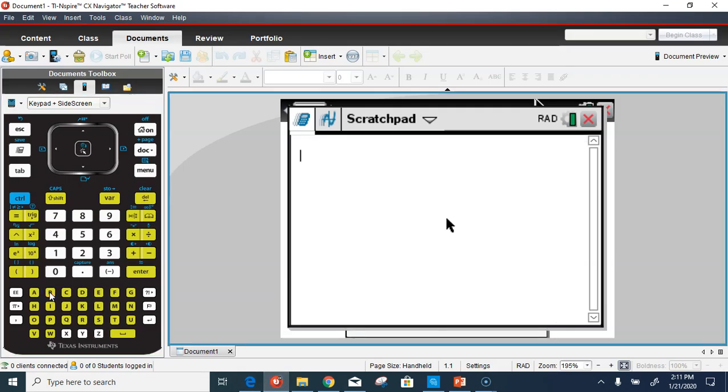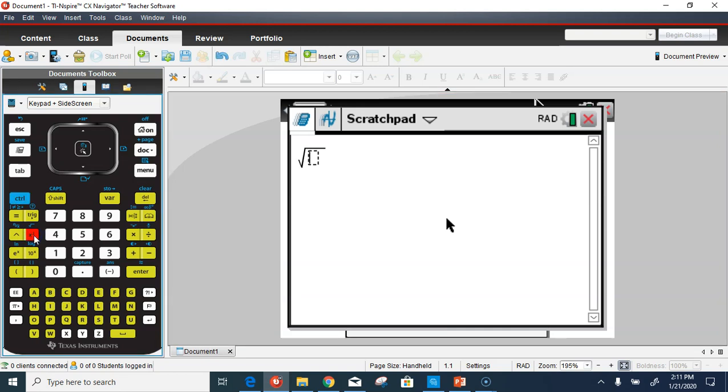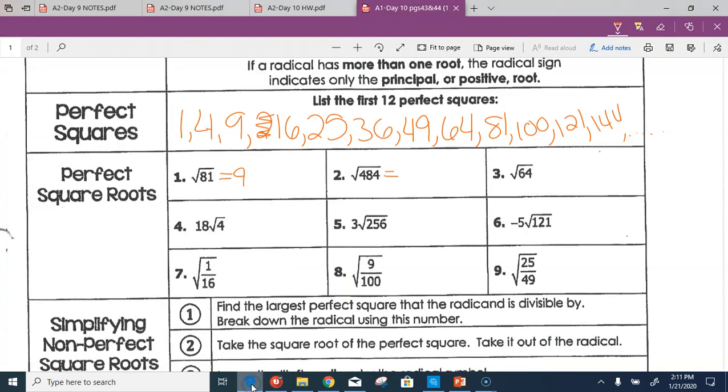On your calculator, to get the square root symbol, you press Control, then you press the x squared button, and now you have the radical symbol. You can type in anything you want. In this case, 484, and I get 22. Square root of 64, what number times itself is 64? That would be 8. So the first 3 here are just perfect squares.